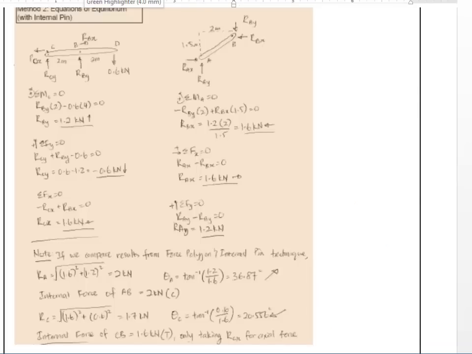Now, if you are still not quite comfortable with the force polygon method, the old technique which you have learned in your first year, you may have seen the internal pin technique, whereby we split the two members at point B, alright, and draw them separately with forces on it. So you would still be using these equations of equilibrium: sum of moments at any point equals zero, sum of forces in the x and y direction equals zero, and that would lead you to solving six equations and determining all these components of reactions.